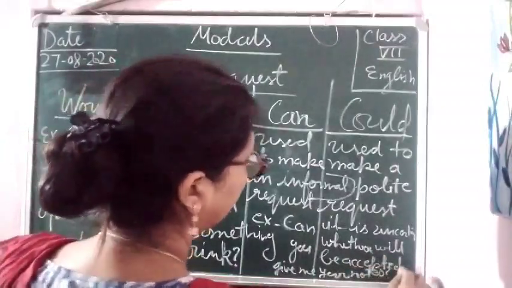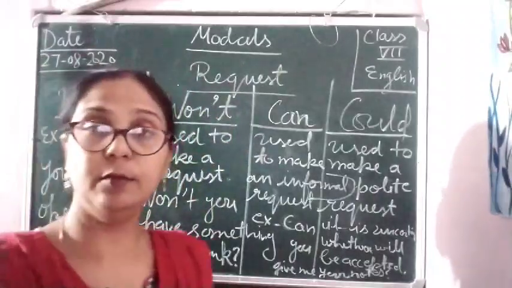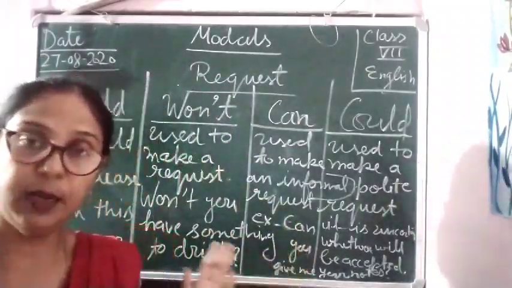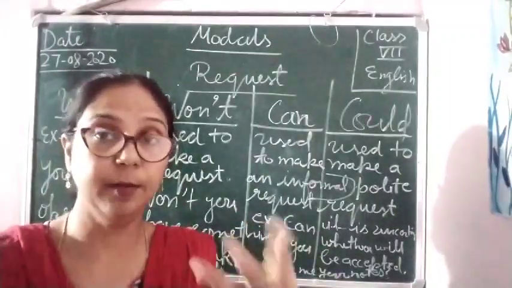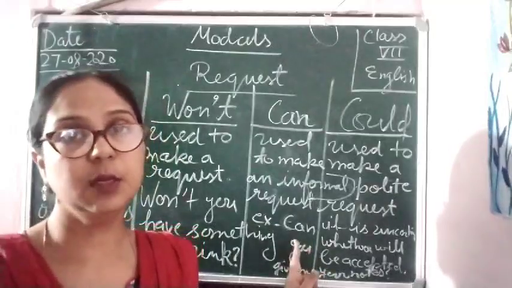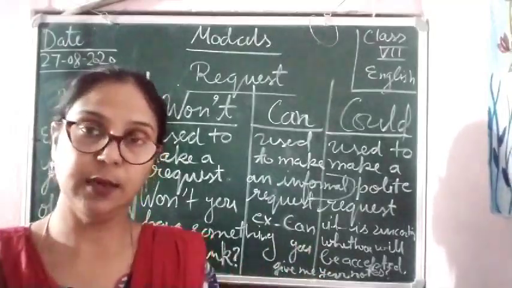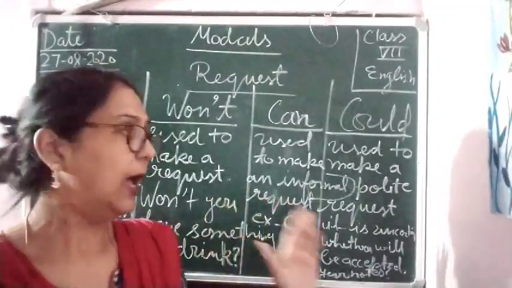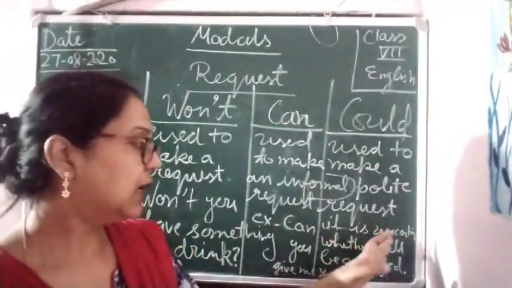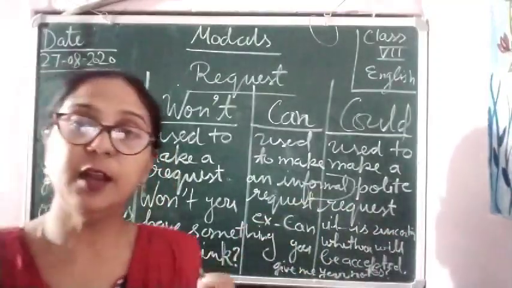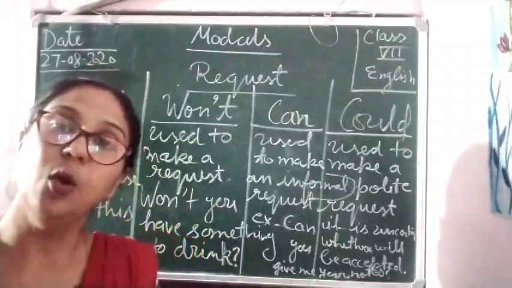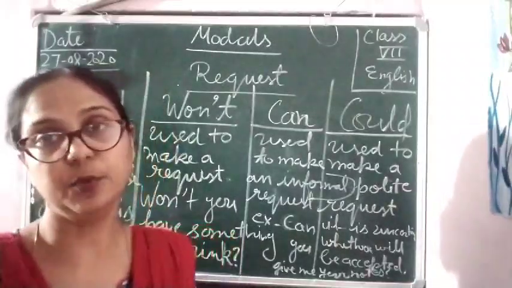So when we are not sure about anything that we are requesting, whether it will be accepted or not, that time we are supposed to use could. Could is more humble than can, and it makes a polite request. It is used when we are uncertain whether the request will be accepted or not. So that time we are supposed to use could.